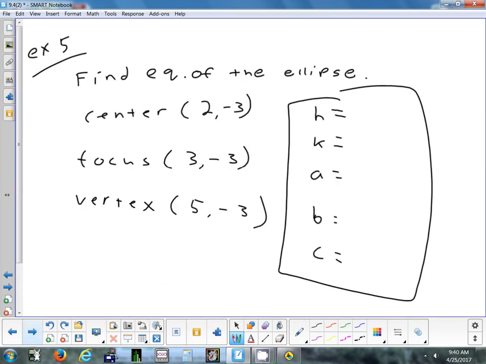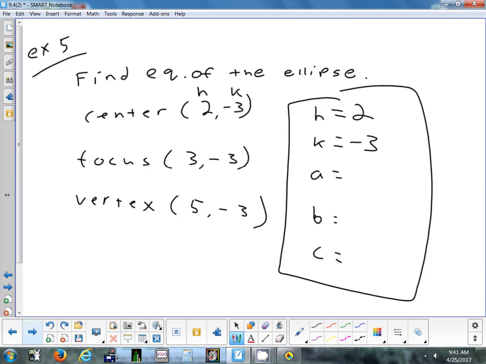Okay. So I've already written out a template here. Sometimes I like to do that right away on the problem so I know what I'm looking for. So that's always the template you want to set up for an ellipse. H, K, A, B, C. Out of those 5 letters, is there anything that I know right away? I don't have to do any calculations at all. Yeah, what's H? 2. That's H. Anything else? K. What's K?